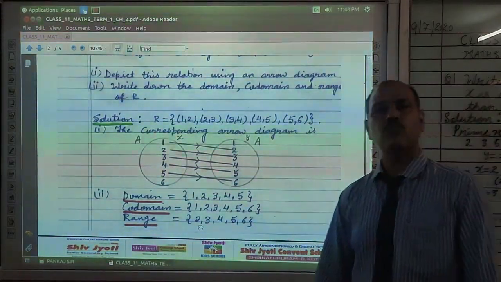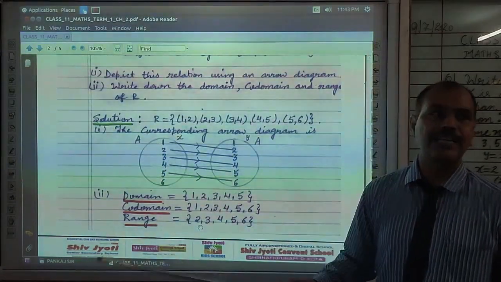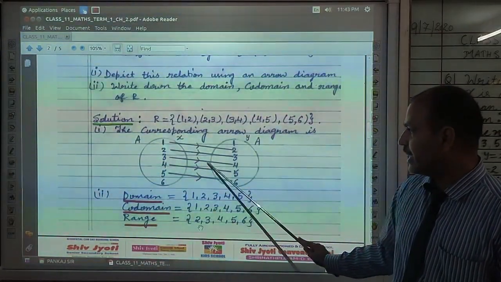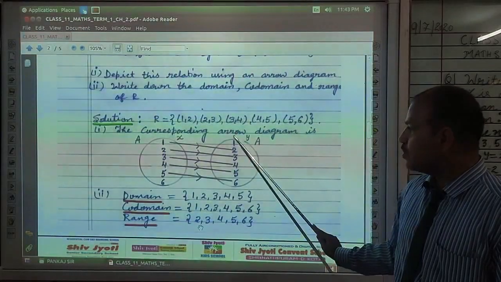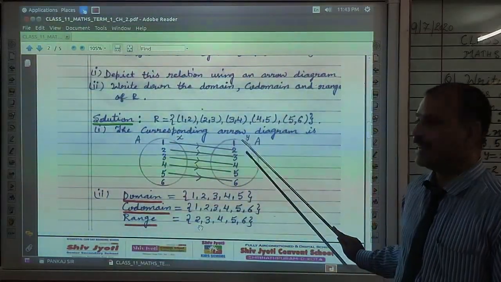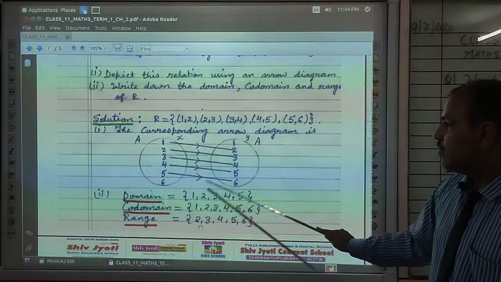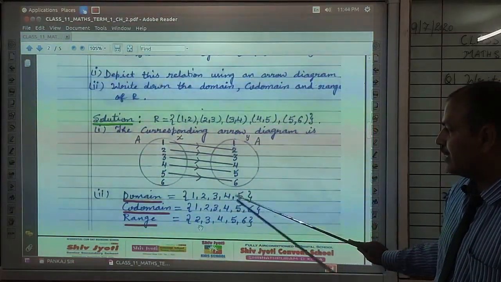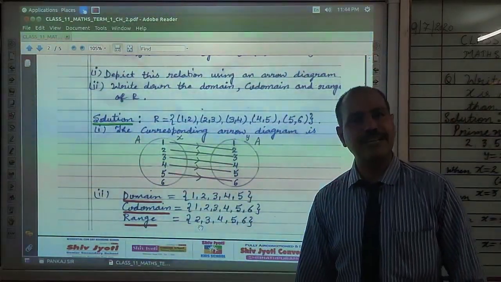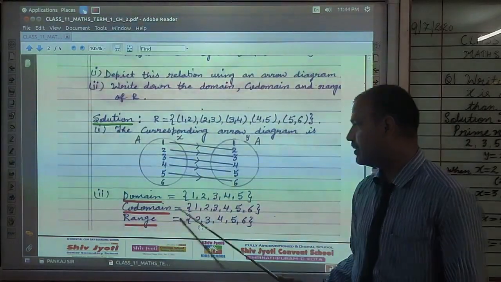Now, what do you mean by codomain? Codomain means all the elements in the next set. Suppose set A to A. So in the second set, all the elements are 1, 2, 3, 4, 5, 6. All the elements of the second set are known as the codomain.